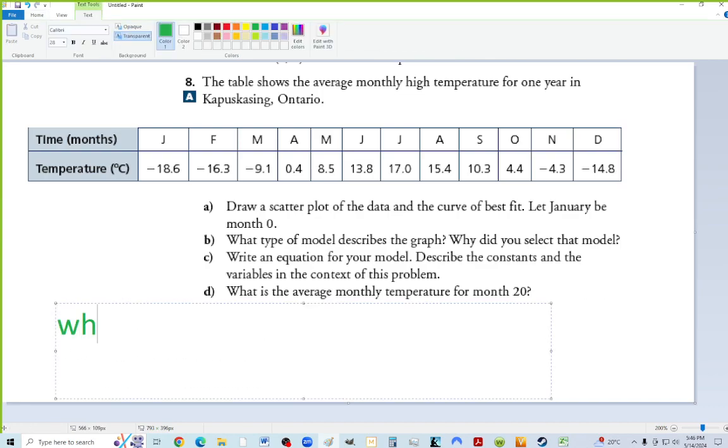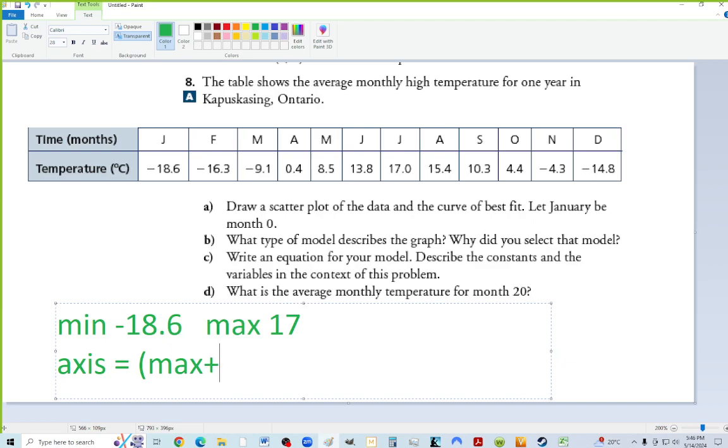The minimum is negative 18.6 and the maximum is 17. So give me a formula for axis that you've already learned. What's a formula for axis? Axis equals max minus min divided by 2. No, I think it's max plus. Don't you have it written down? Yes.